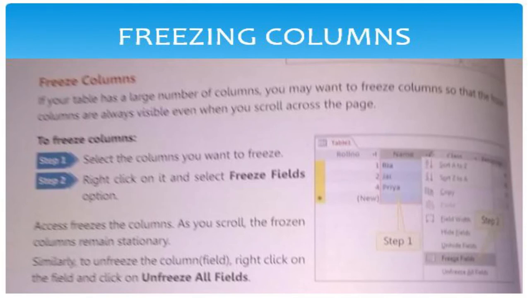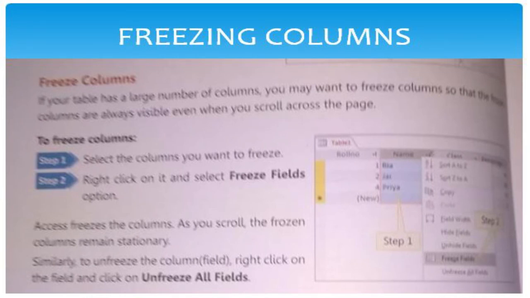Next one is freezing the columns. If your table has a large number of columns, you might want to freeze some columns, so that the frozen column will always be visible even when you scroll across the page. That means it will come to the left side as the first field of the table. To freeze the columns we need to follow these steps. Select the columns you want to freeze, right click and click on the freeze fields option. Similarly, you can right click and unfreeze the columns also.